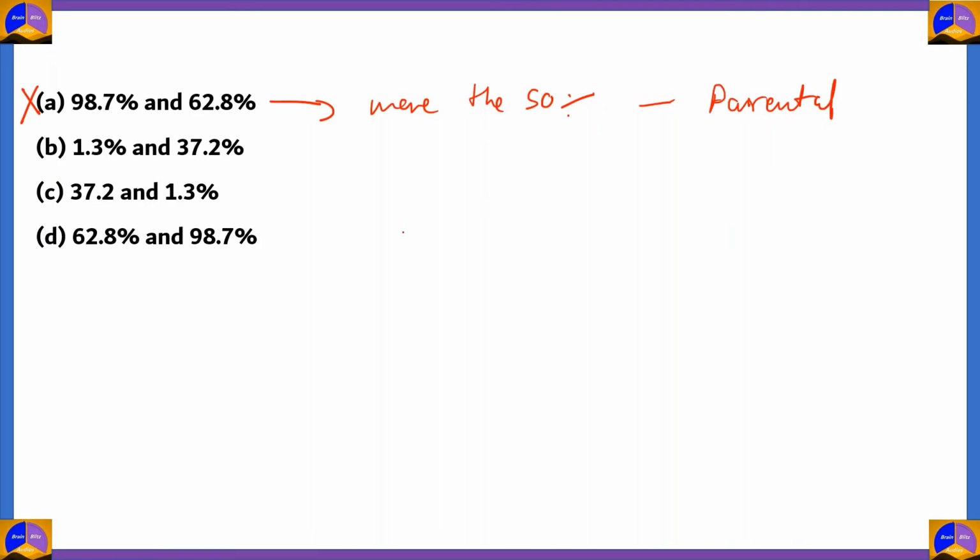Parental DNA is 98.7% and 62.8%. What about option D? It again has the same problem. It has both the frequencies more than 50%. And when it's more than 50%, it is not recombinant frequency. It will be parental. What about option C? 37.2% and 1.3%.